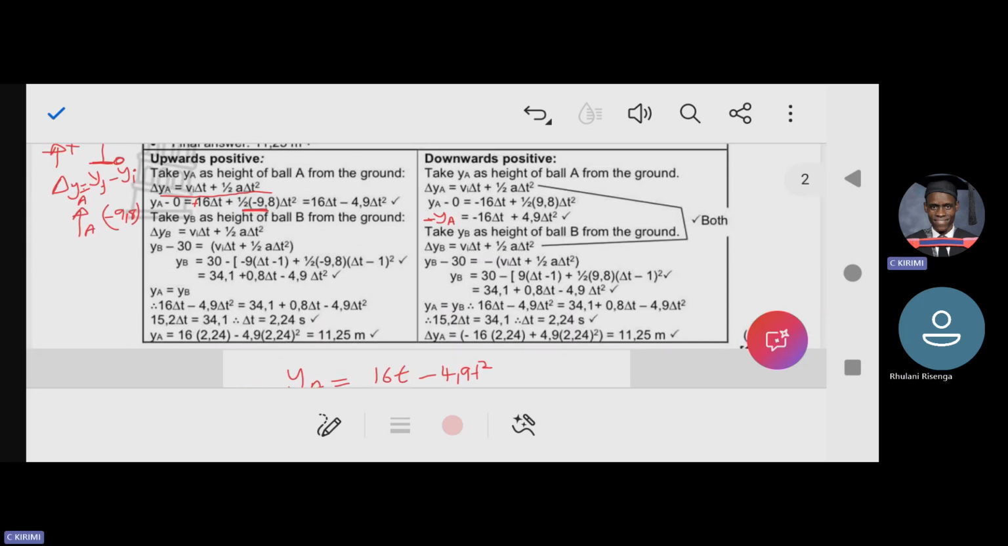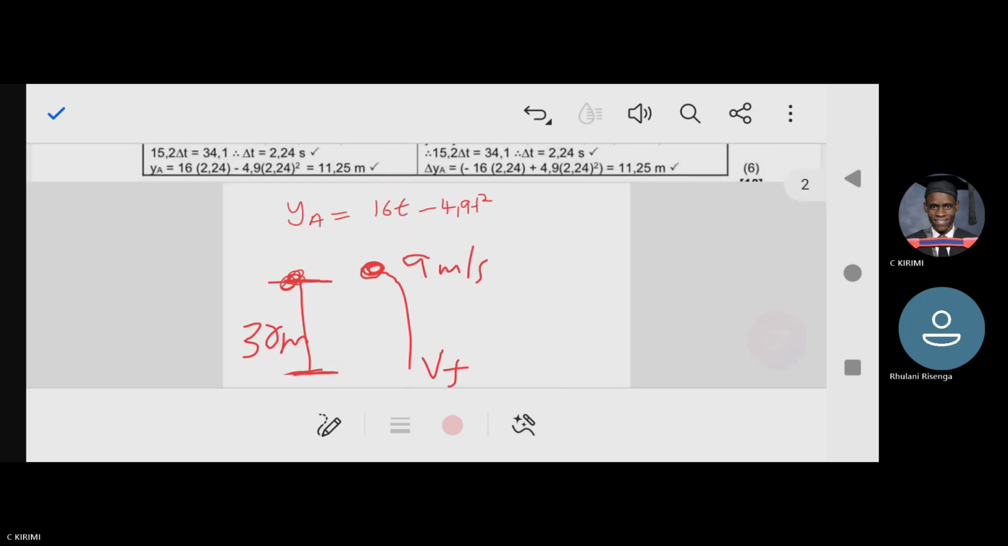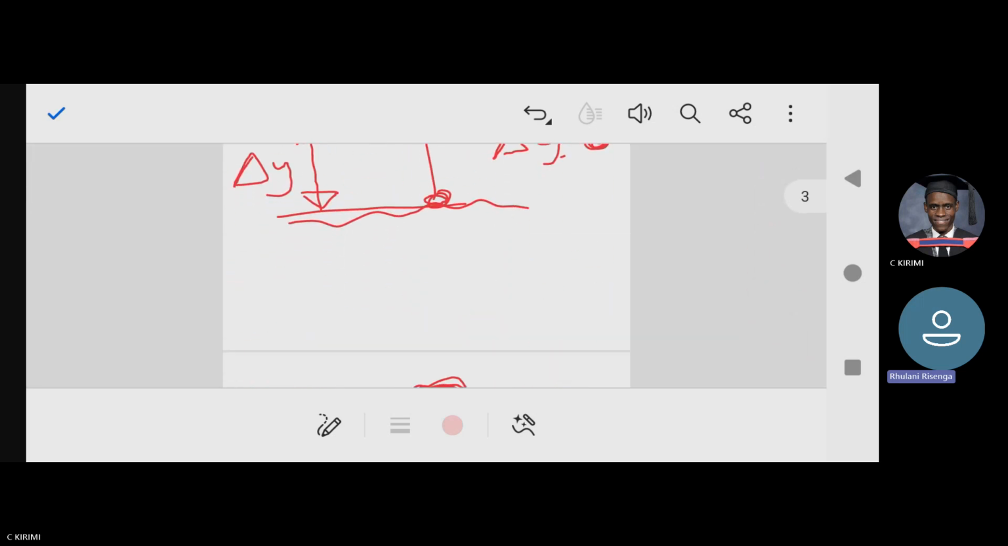Yes. So in our case, for ball number B, let's go to the reference point. For ball number B, we are saying the final velocity minus the initial velocity, which means the final height minus the initial height. That was what we were calculating there. So what is the initial height? The initial height is 30 meters above the ground.